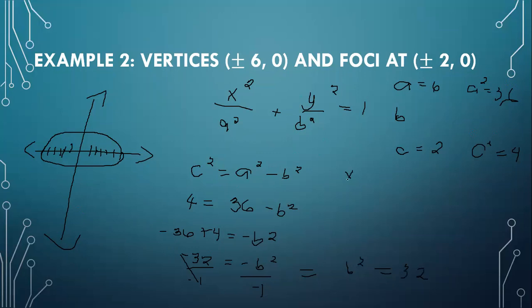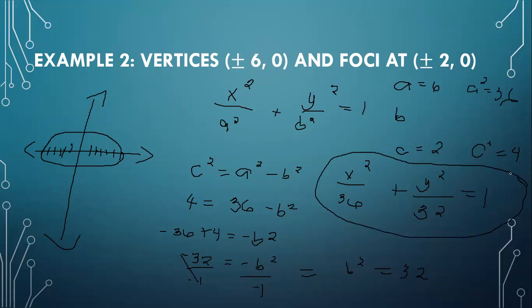Next, substitute the values. X squared over A squared, which is 36, plus Y squared over B squared, which is 32, equals 1. And that's the standard equation of our ellipse in example number 2.